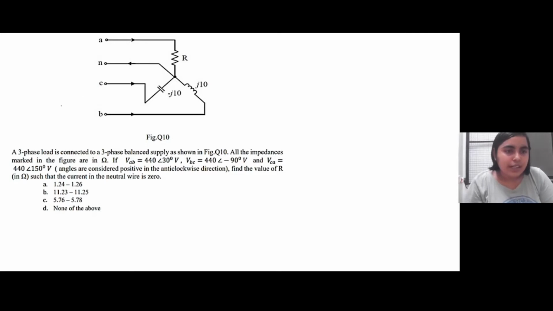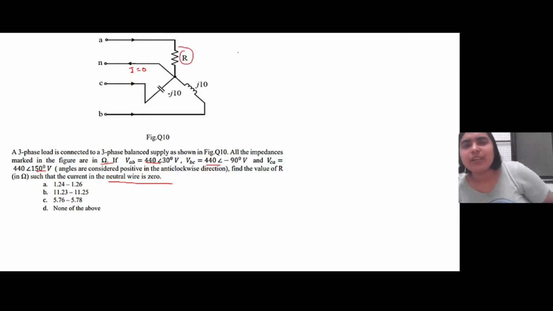It is given that a three-phase load is connected to a three-phase balanced supply, and all the impedances are marked in ohm. The line-to-line voltages are given, and the current in the neutral wire is 0. That is, the current here is 0. We have to find the unknown value R. We have done a similar kind of problem in our ninth interaction session.